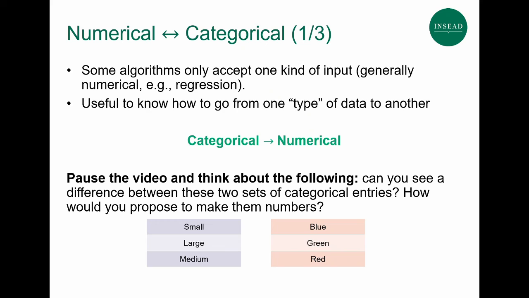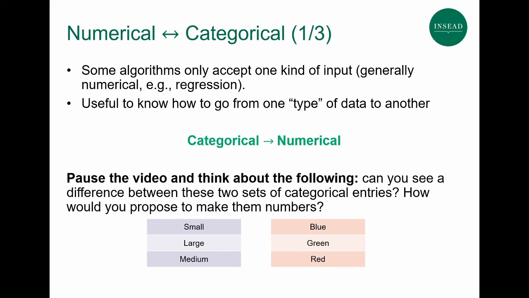The reason behind this is because some algorithms only accept one kind of input. For example, regression only accepts numerical input. So it's useful to know how to go from one type of data to another. So we're going to see here how to go from categorical to numerical.